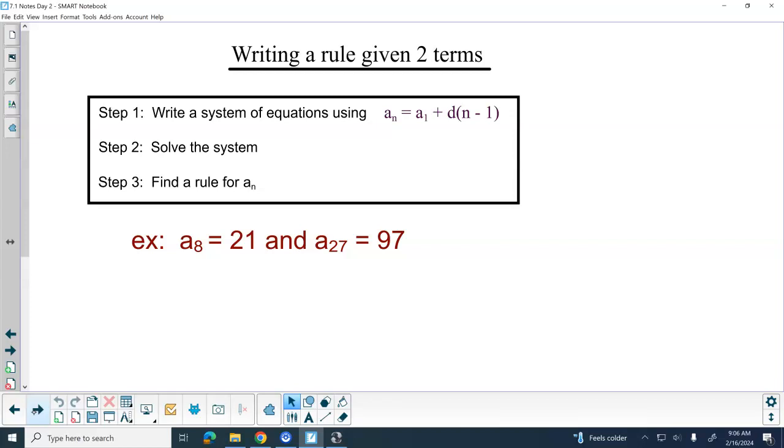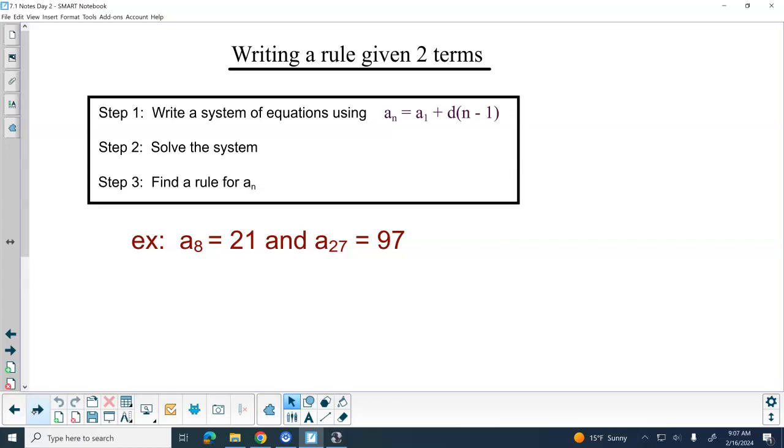So we did one where we gave you the sequence, and we said find the rule, then find this term based off of your rule. And then we gave you a specific term in the sequence and the common difference. And we said find the rule, find this specific term. Okay? The other style of problem is this one, where I give you two terms in the sequence.